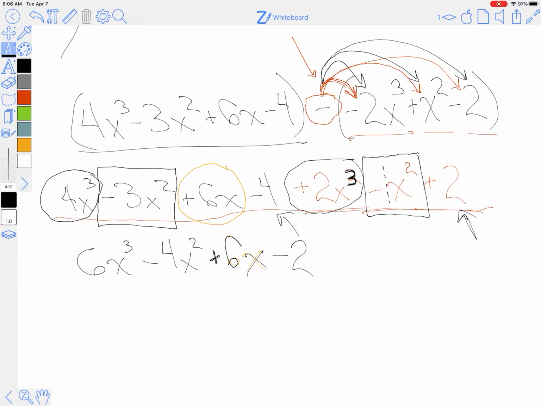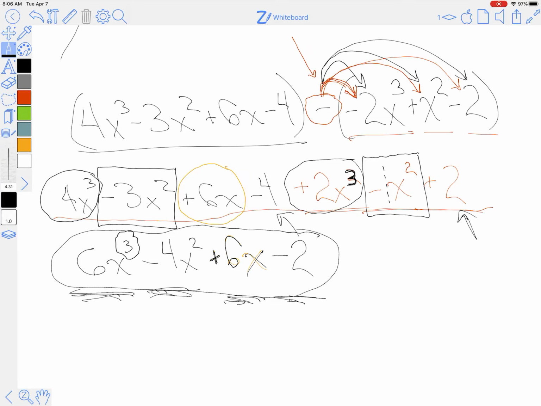So this is my answer. It's in standard form because I have highest exponent, next highest exponent, next highest exponent, constant at the end. There are 4 terms. The degree of this is 3 because of that highest exponent there. The leading coefficient is 6 because that's the number in front of it. There are 4 terms. This is called, if they asked you, a polynomial.